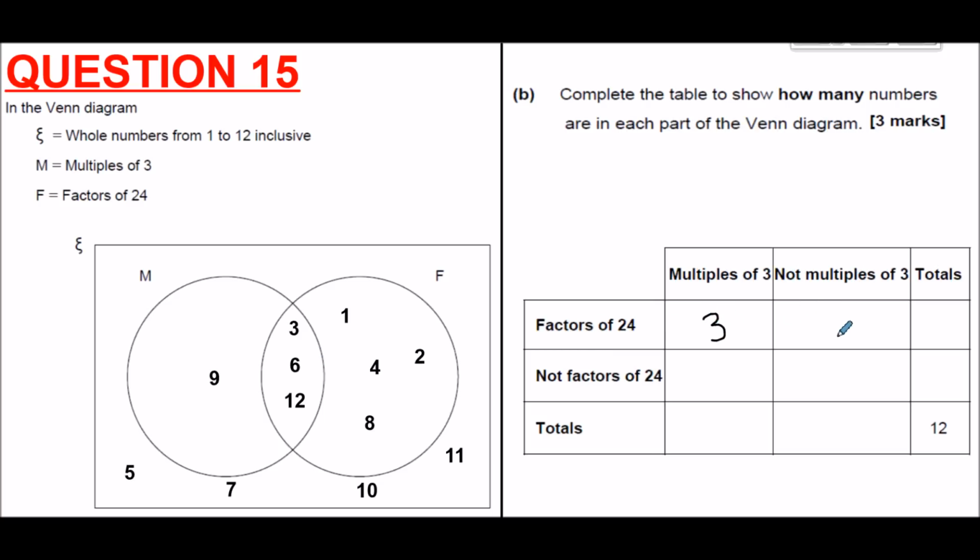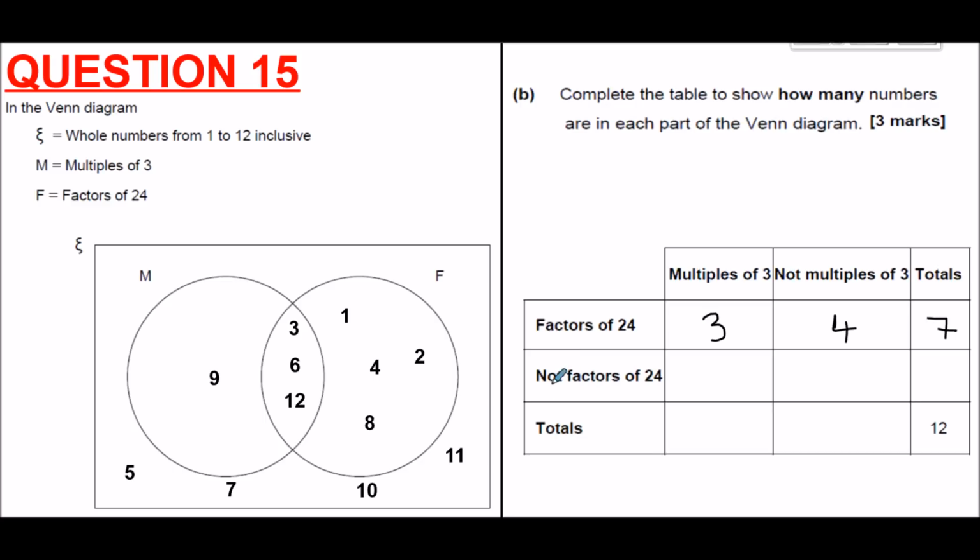Factors of 24, but not multiples of 3, that would be only these numbers here. So we've got 1, 2, 4, and 8. So there's 4 different numbers that are factors of 24, but not multiples of 3. And so altogether, that's 7. 3 plus 4 gives us 7.